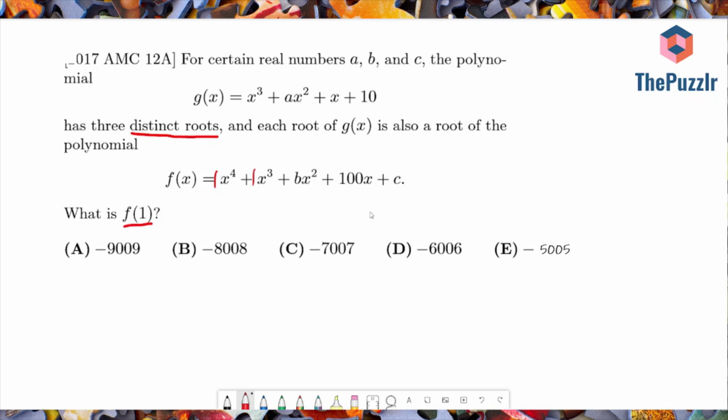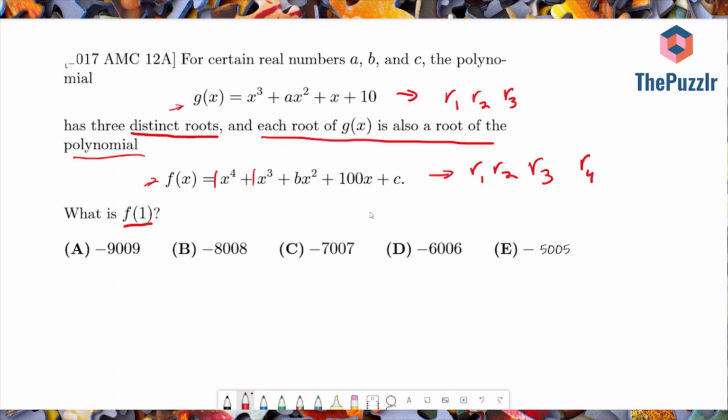Let's assign some roots, though. Let's say the roots of g are r1, r2, r3. This polynomial f right here is a 4th degree polynomial. All roots of g of x are going to be roots of this, because each root of g of x is also a root of the polynomial. So here we have r1, r2, r3, and since it's 4th degree, there has to be another root, r4. Now, let's start using Vieta's.